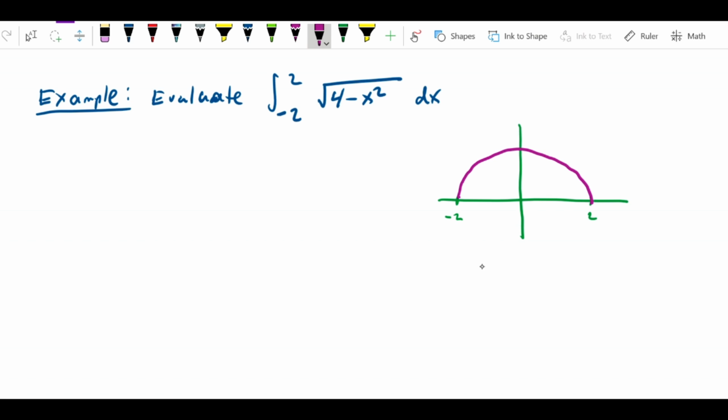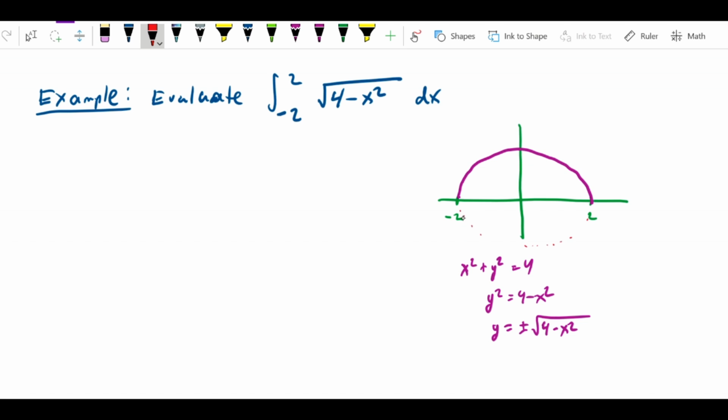Now how do we know that? We know that because the equation of the circle of radius 2 is x squared plus y squared equals 4. So if I solve for y, I get y squared equals 4 minus x squared, or y equals plus or minus the square root of 4 minus x squared. So the positive square root is going to give us the positive y values, in other words, the upper part of this circle. There's also a lower part of the circle given by the negative values, but that's not the part that we're given in this integral. We're only given the top half of the circle.